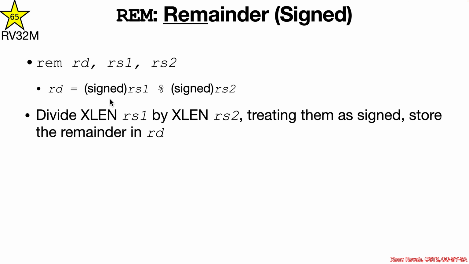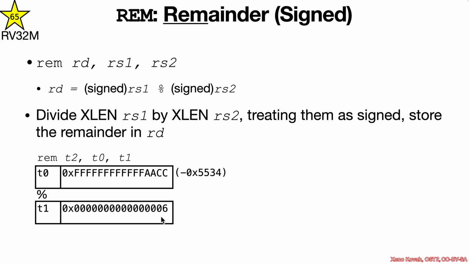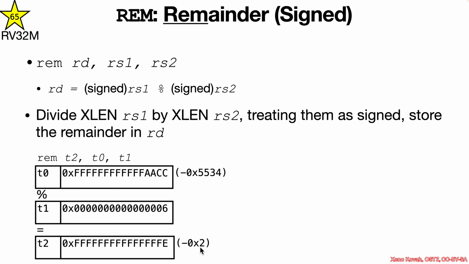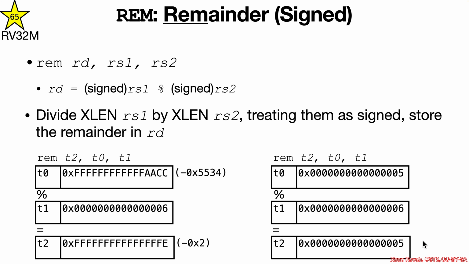Remainder as signed values, so treat the RS1 and RS2 as signed, do the modulo or remainder operation, and see what you come out with in the destination register. So now we're going to do that negative hex 5534 modulo 6, and we're going to get a remainder of negative 2. So this negative value divided by 6 gave us that negative all F's 1CD, but the remainder of that is negative 2. So all F's 1CD times 6 would give you negative 5532. So remainder of negative 2. All right, and 5 modulus 6, and a remainder of 5.